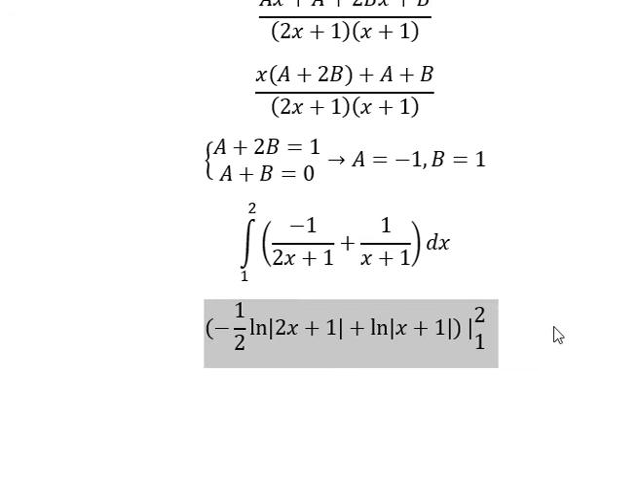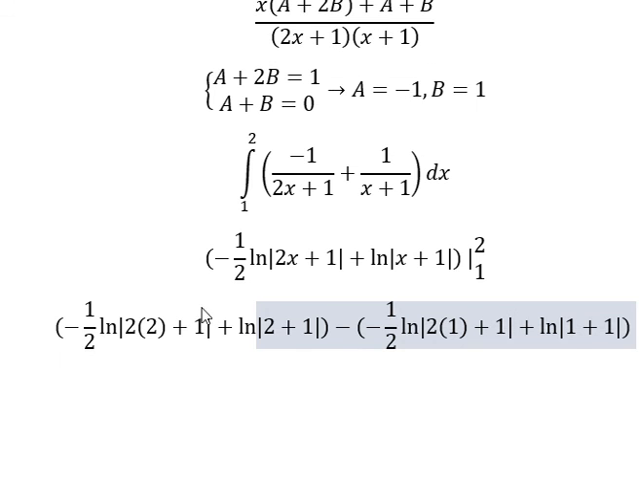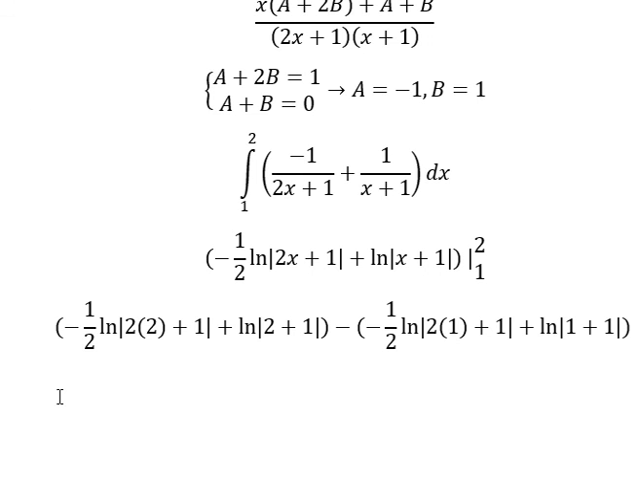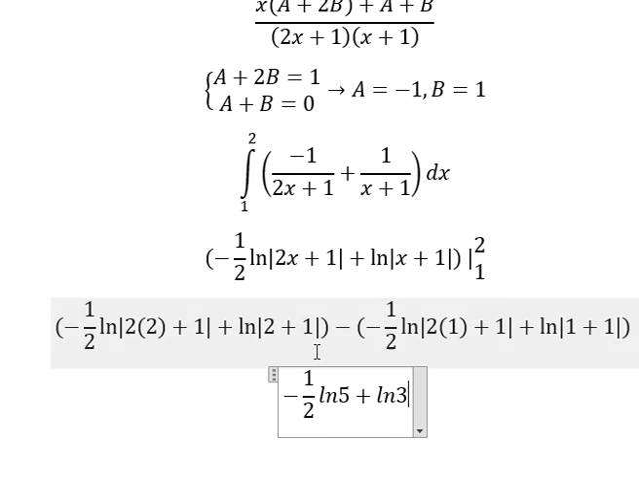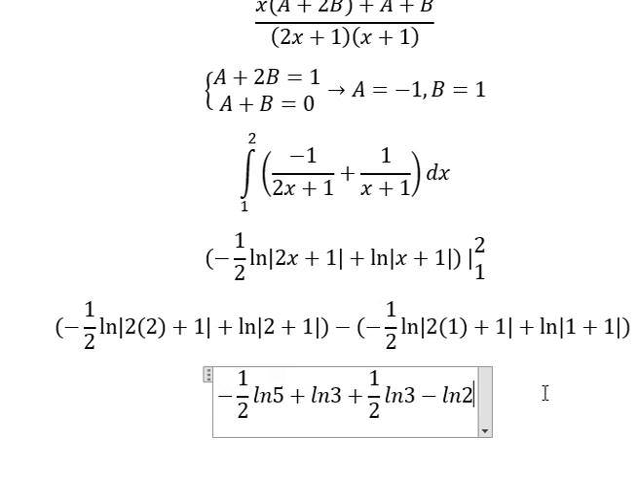So in this situation, I will put 2 and 1 in here. Now we need to simplify this one. We will have negative 1 over 2 ln of 5. This one you have ln of 3. Negative with negative you get positive. 2 with 1 you get 3. Negative with positive you get negative ln of 2.